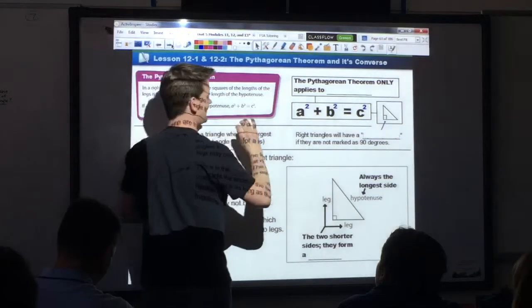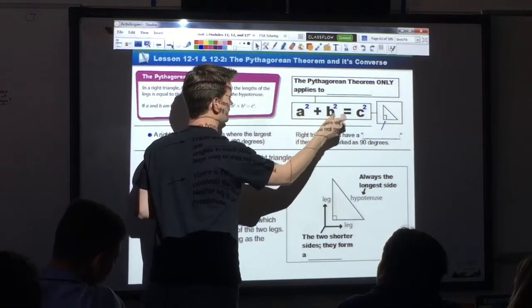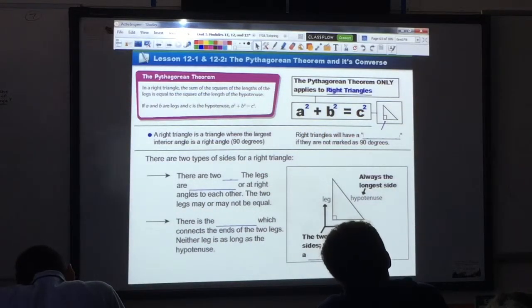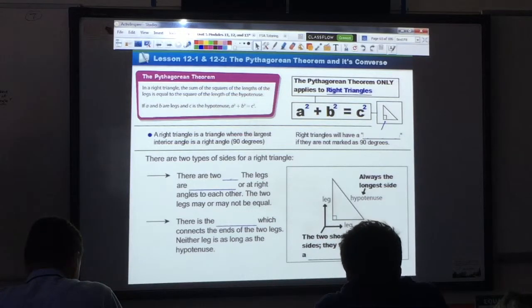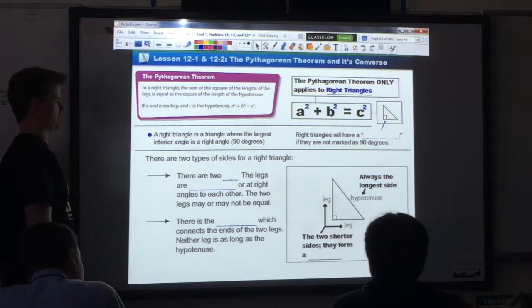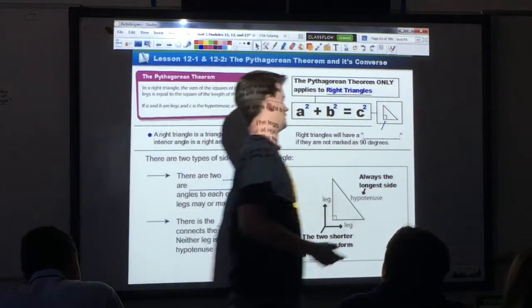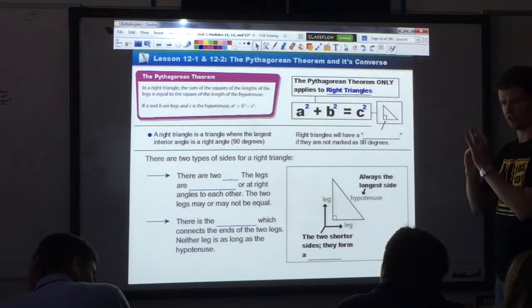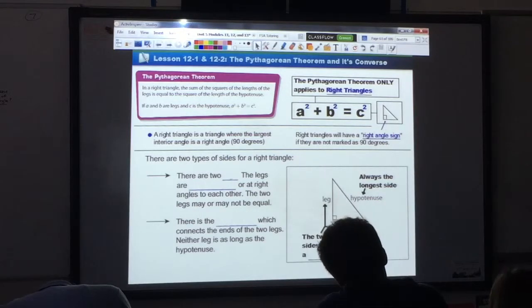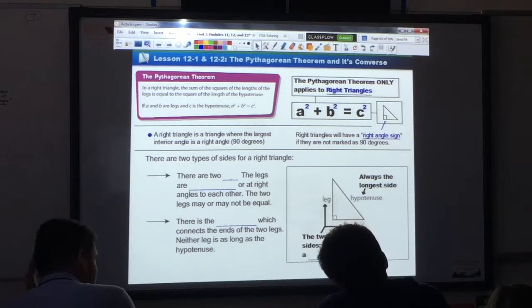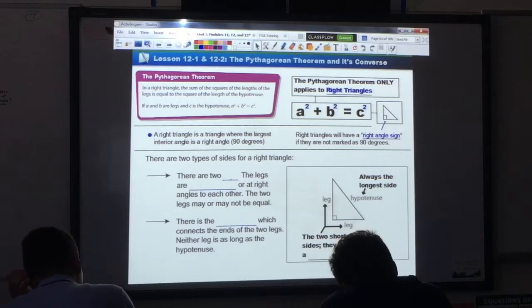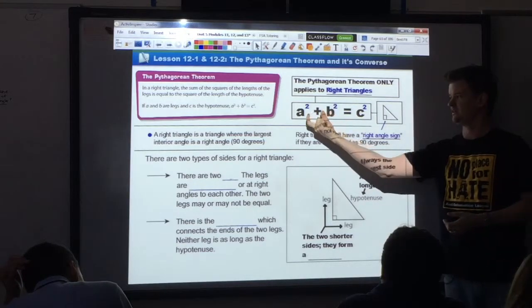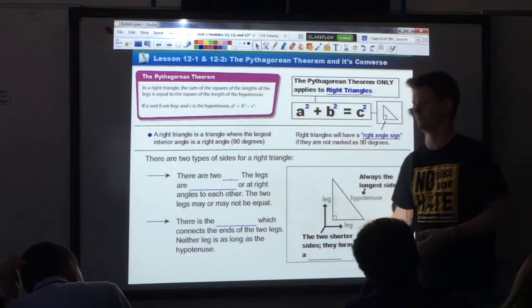This is the Pythagorean Theorem: a squared plus b squared equals c squared. Important note, it only applies to right triangles. It does not apply to obtuse, acute, or any other type of triangle. Just right triangles. Now, a right triangle is a triangle where the largest of the interior angles is a right angle, aka 90 degrees. Right triangles will have a right angle sign if they are not marked as 90 degrees. That's how you can identify them. If it doesn't say 90, look for the little right angle sign. That lets you know you can use the Pythagorean Theorem to find any of these measures, a, b, or c.